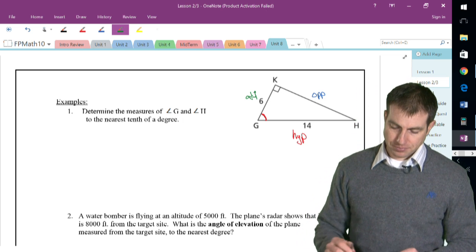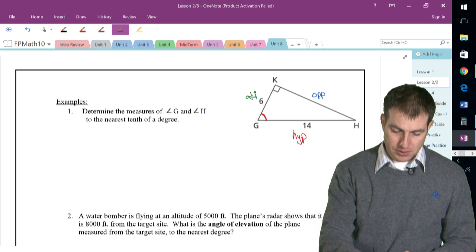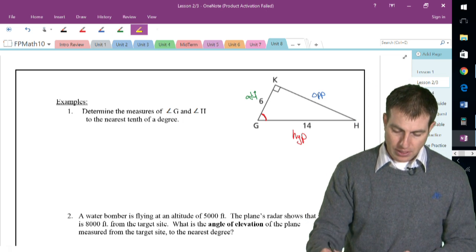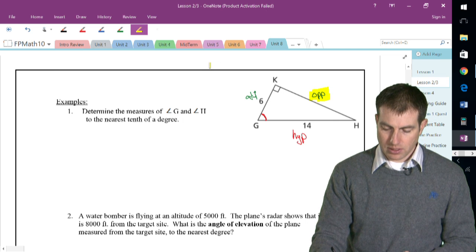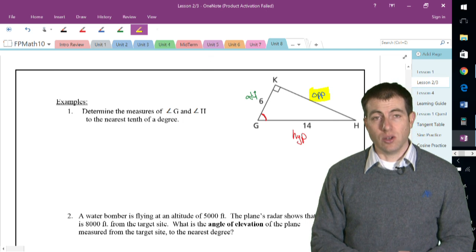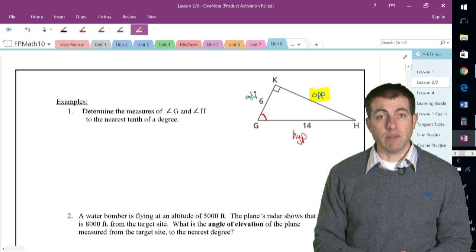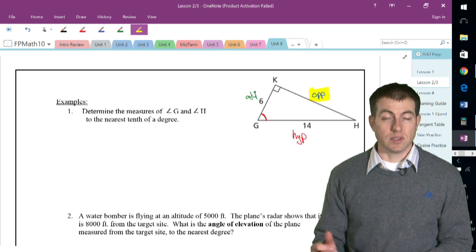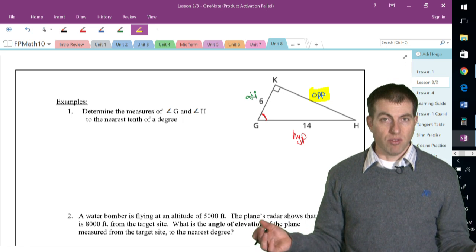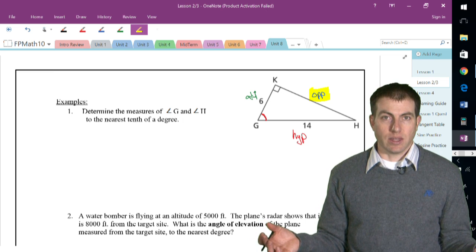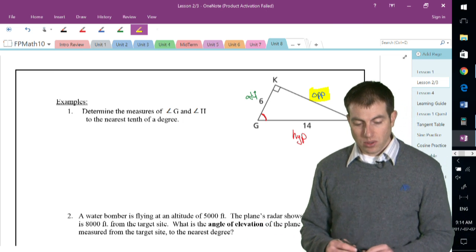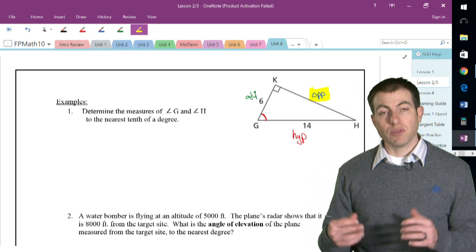there's one problem. The opposite side here, I don't know the length of it. I know nothing about it. So if I have a trig function that uses the opposite side, I won't be able to solve it because I just don't know what that side length is. So the important thing here is to use the information you're given.